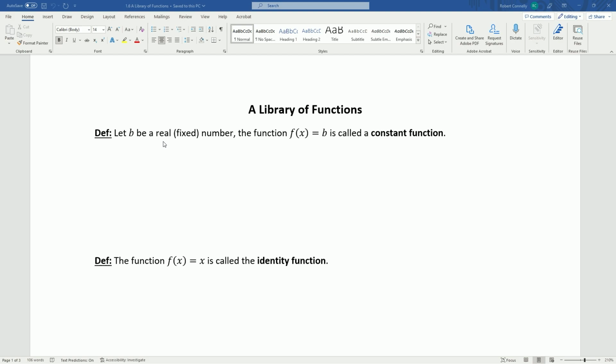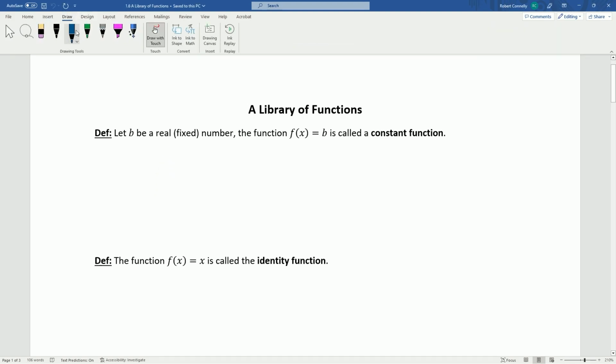Let b be a real fixed number. The function f of x equals b is called a constant function. So what a constant function means is just that the y value is always the same.